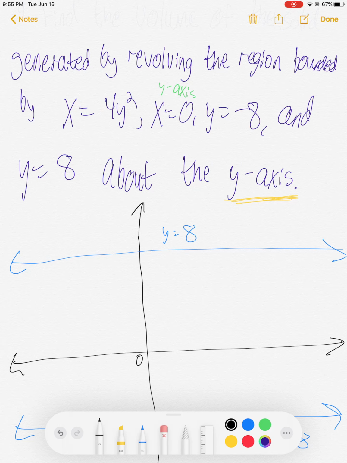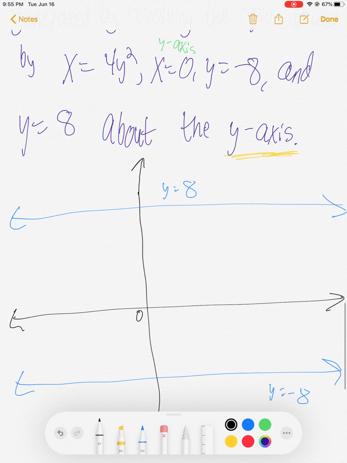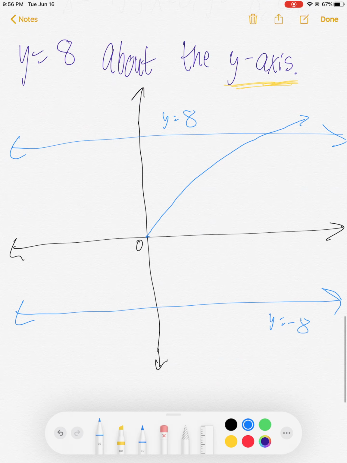The other function is x equals 4y squared. If this was y equals 4x squared, then this would be a nice parabola facing upward, right? But since it's x equals 4y squared, we've switched x and y. What that does is rotate our function. So instead of a parabola facing up, we've got a parabola facing to the right. I'm going to try and make it as symmetric as possible, because that's going to be important here. I don't think that's perfectly symmetric, but you get the idea.